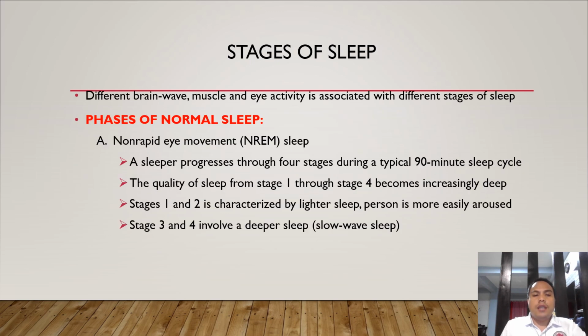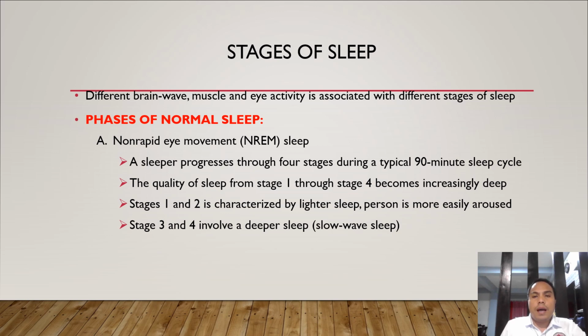Okay, the stages of sleep. In stages of sleep, different brainwave, muscle, and eye activity is associated with the different stages. Non-rapid eye movement sleep occurs when the activity in the RAS is inhibited. About 75% of sleep during a night is NREM, or non-rapid eye movement sleep.